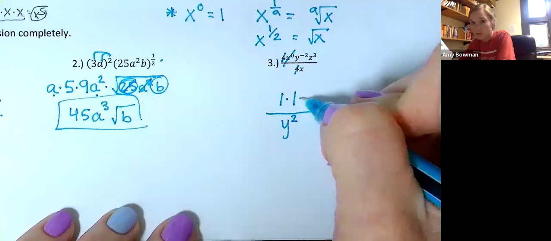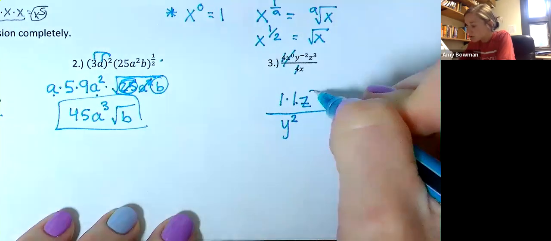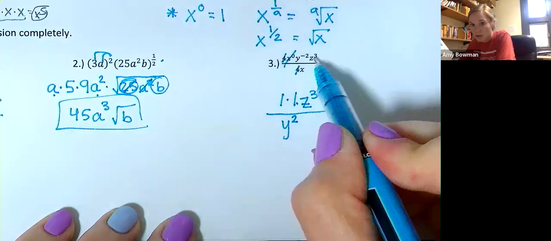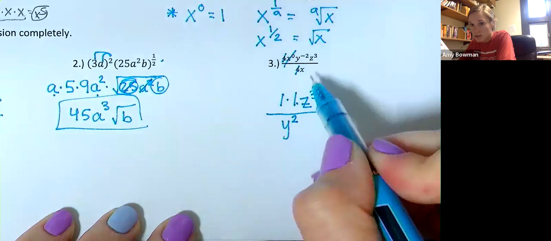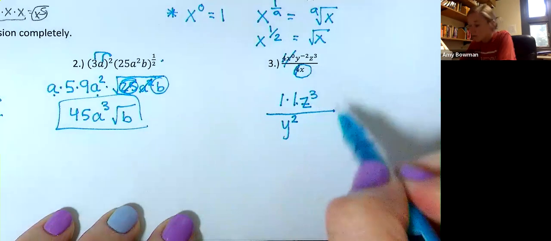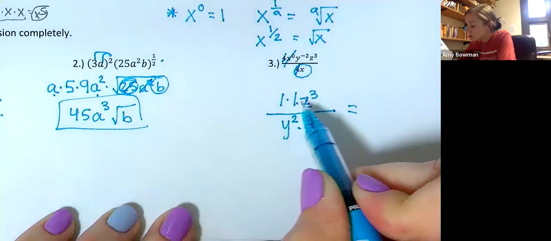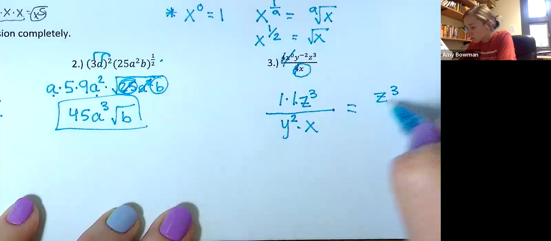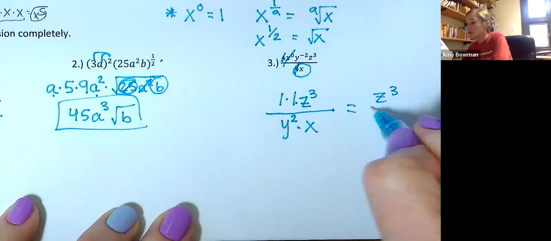So I have 1 times z cubed in the numerator. And then in the denominator, my y to the negative 2 got moved down here. And then I still have this x right here. So that's just going to be times x. And then we can just simplify. 1 times z cubed is z cubed. Y squared times x is just y squared times x. So your final answer has no negative exponents and only one variable of each. So there should only be one z, one y, and one x. So that's how that simplifies.